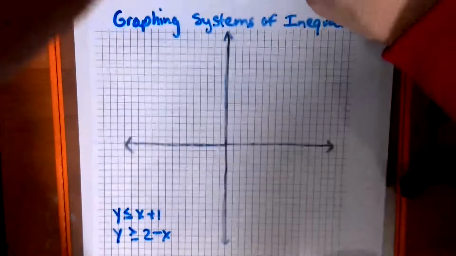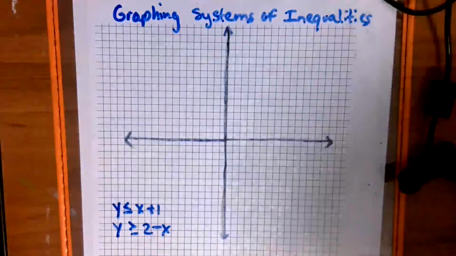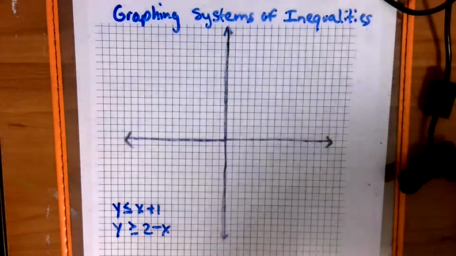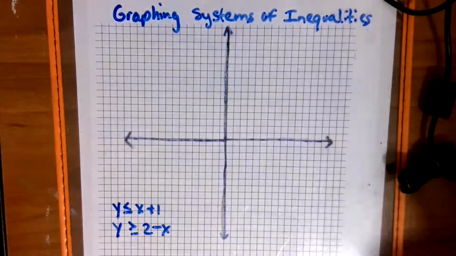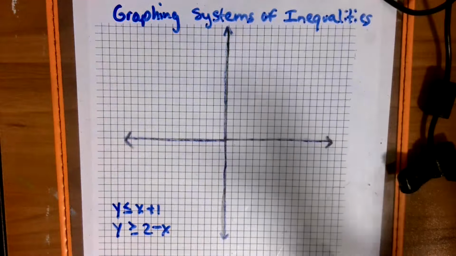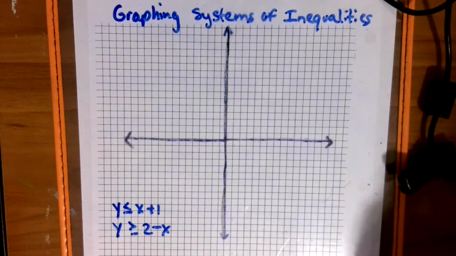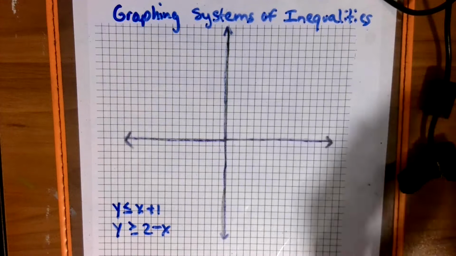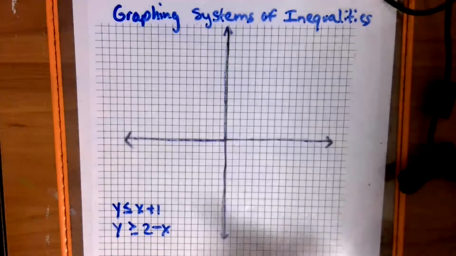All right, so we're going to graph some systems of inequalities now. If you watched my video on graphing systems of equalities or equations, then they are going to be very similar to that, except that we're going to have some shading involved. We're not going to have a point in common. We're going to have a section in common called a solution set.